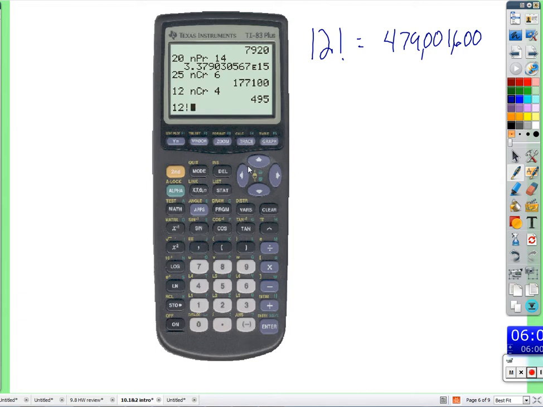There should be a PRB somewhere. There. And then we hit enter. Crazy, it works out.